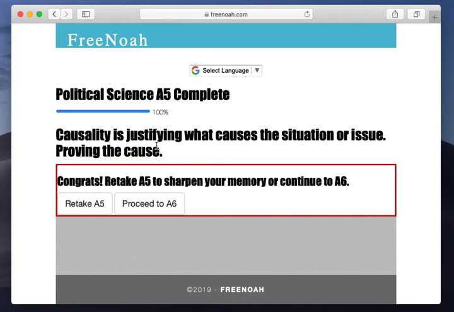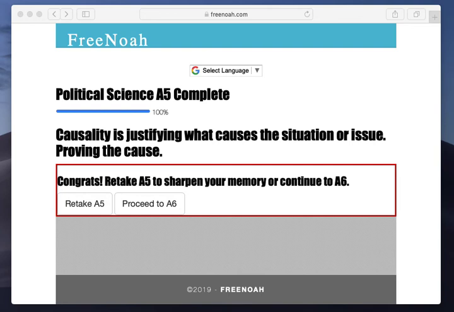All right, natural resources do have a lot to do with power and war. So once again, causality is justifying what causes the situation or issue, proving the cause. Let me keep clarifying causality here, right? We're basically saying that one domino hits the other domino, and that domino hits the next domino. So everything causes a domino effect. One country will always affect the next country somehow, some way. All right.